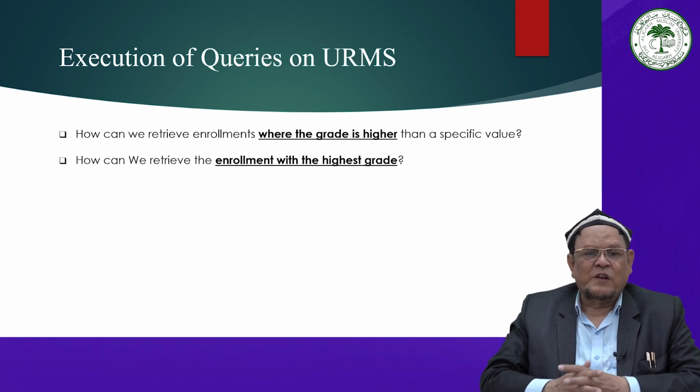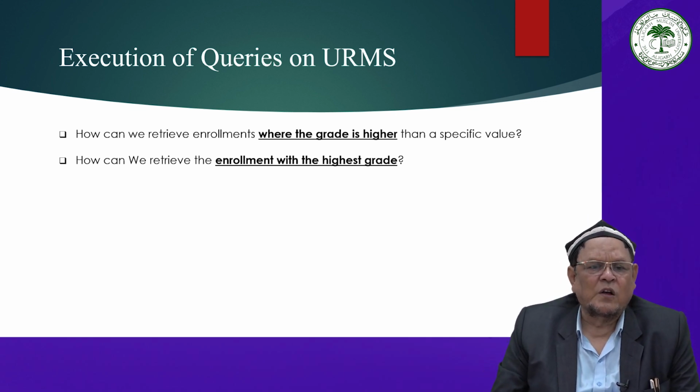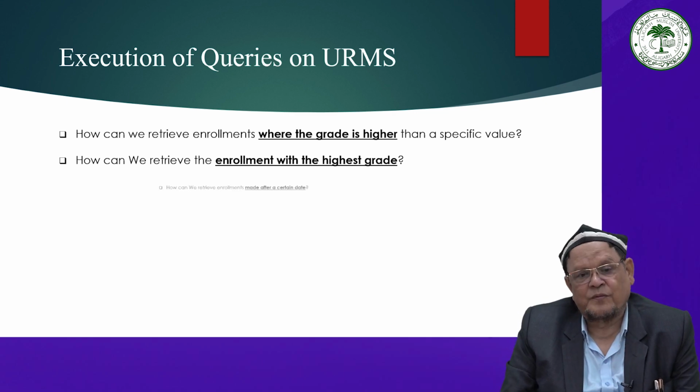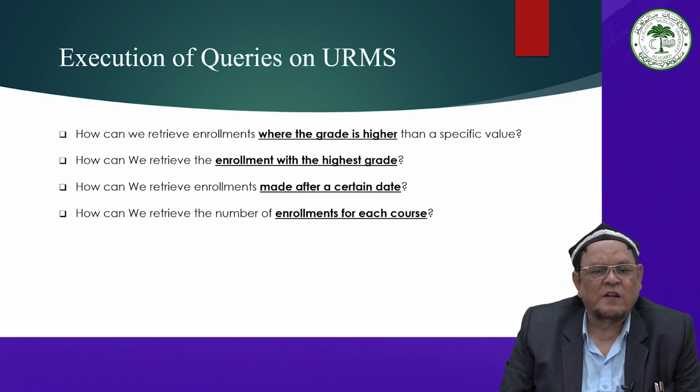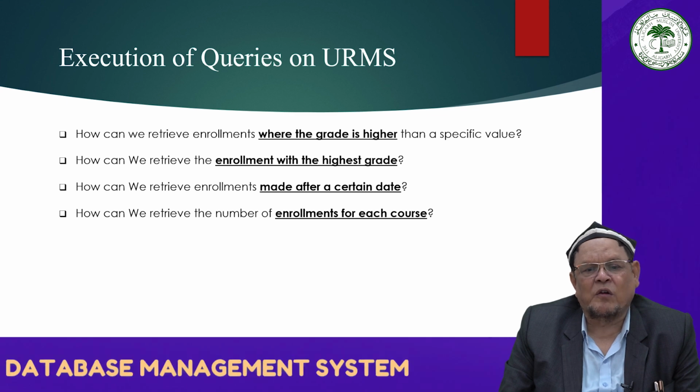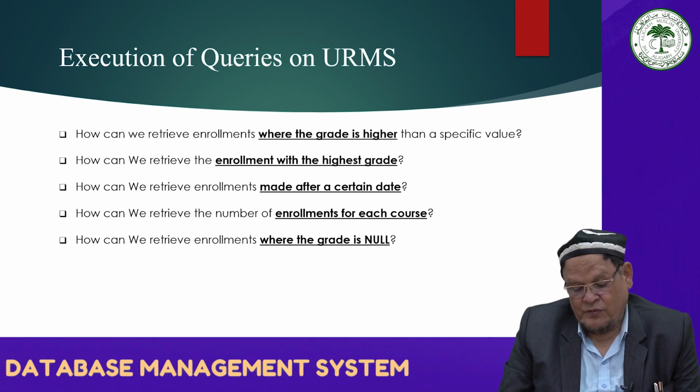So in this way, we have to find how we can retrieve enrollments with the highest grades. How can we retrieve enrollments made after a certain date? How can we retrieve the number of enrollments for each course? How can we retrieve enrollments where the grade is null?